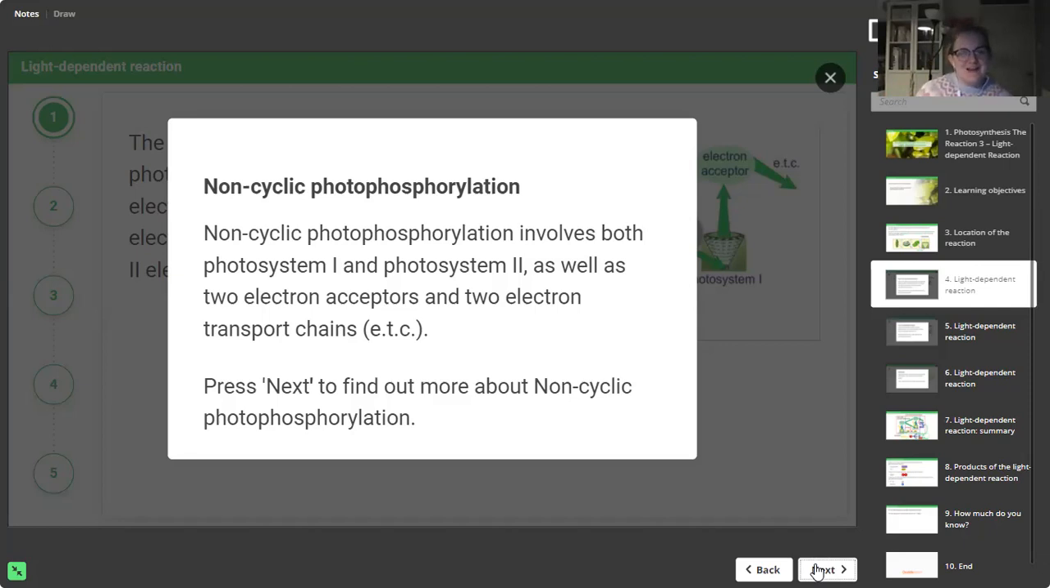It has a non-cyclic photophosphorylation, and that involves both of those photosystems we just spoke about, photosystem 1 and photosystem 2. There is also a cyclic part of this photophosphorylation. Obviously, cyclic means it cycles, non-cyclic, it doesn't cycle. So non-cyclic photophosphorylation has photosystem 1 in it, photosystem 2, 2 electron acceptors and 2 electron transport chains.